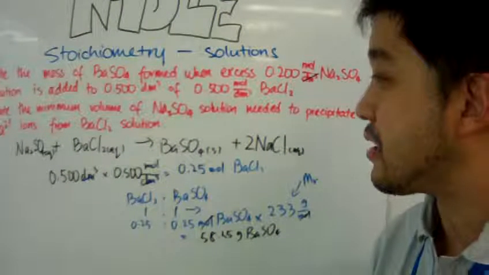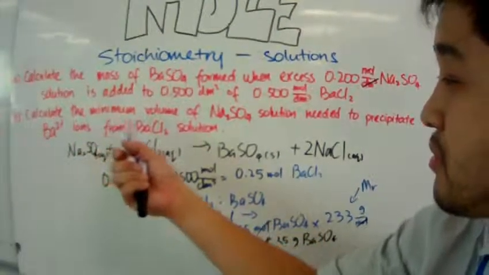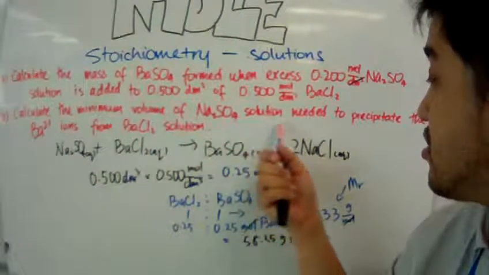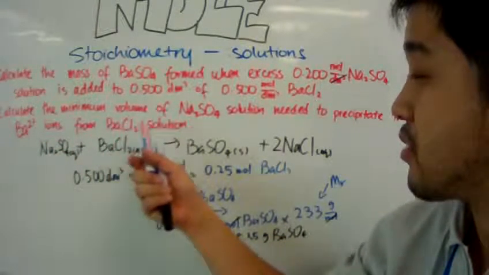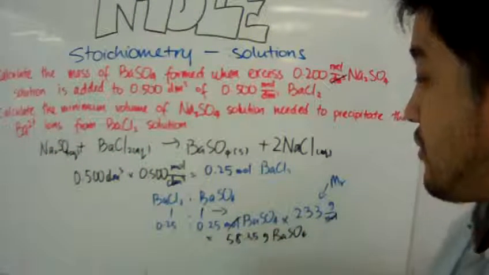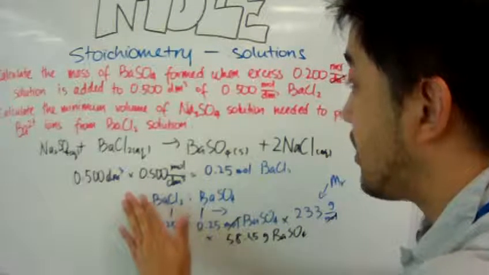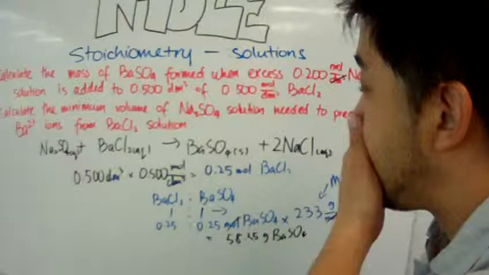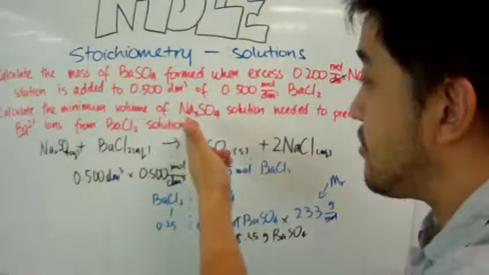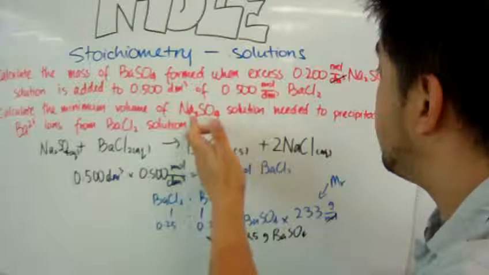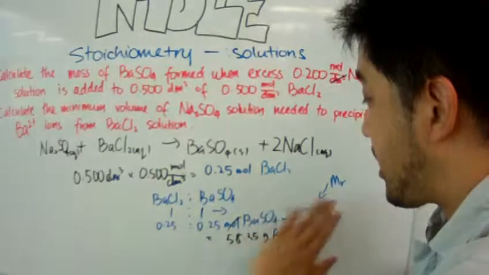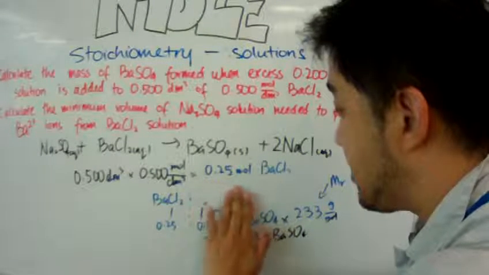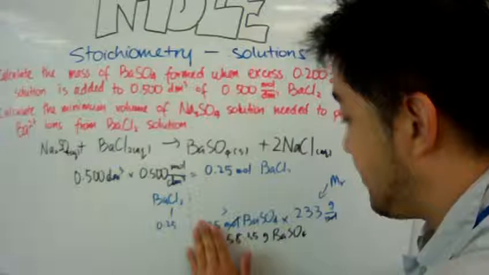Now for the second problem, calculate the minimum volume of sodium sulfate solution needed to precipitate the barium ions from barium chloride solution. Well, again, what we need is to figure out the moles of sodium sulfate that we use. Okay, so I'm just going to delete this part here.